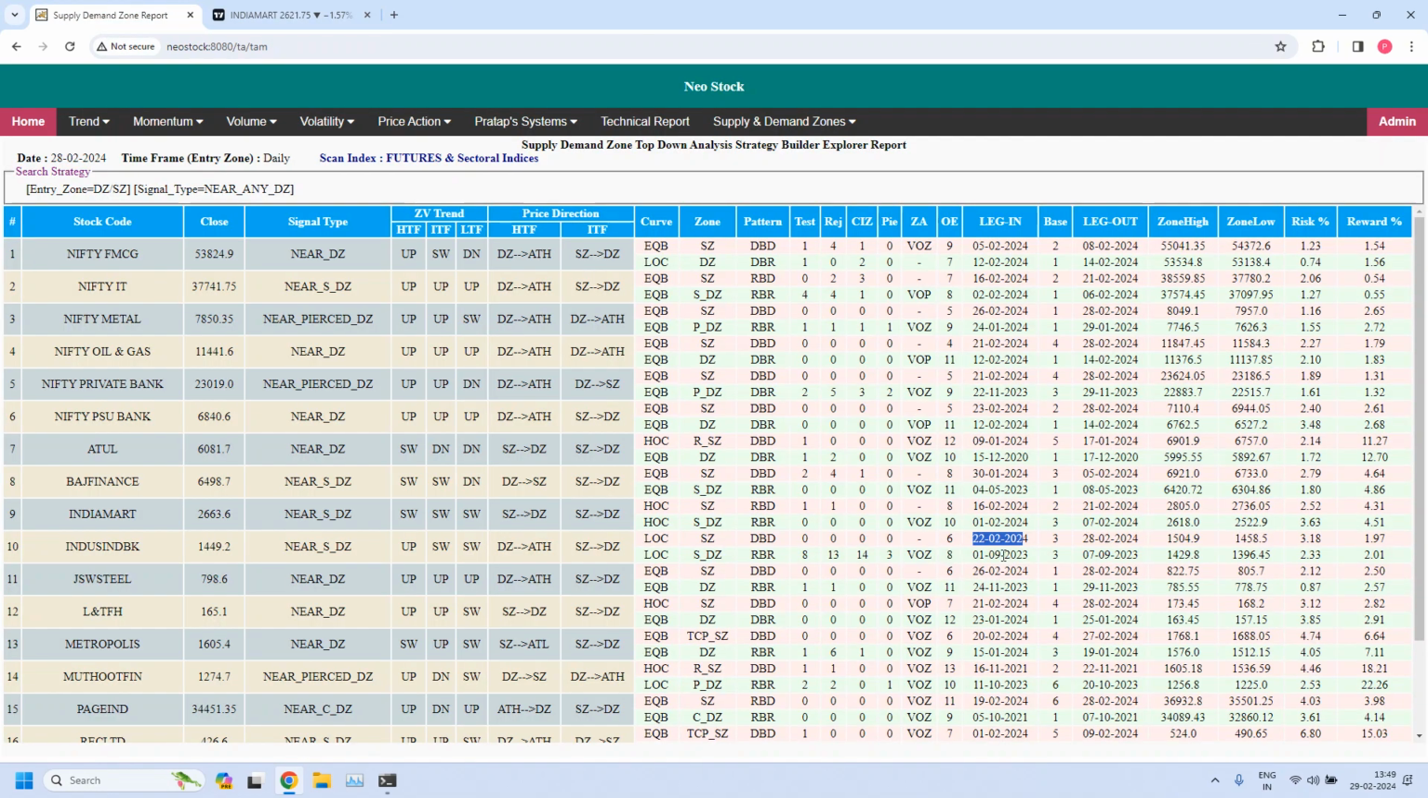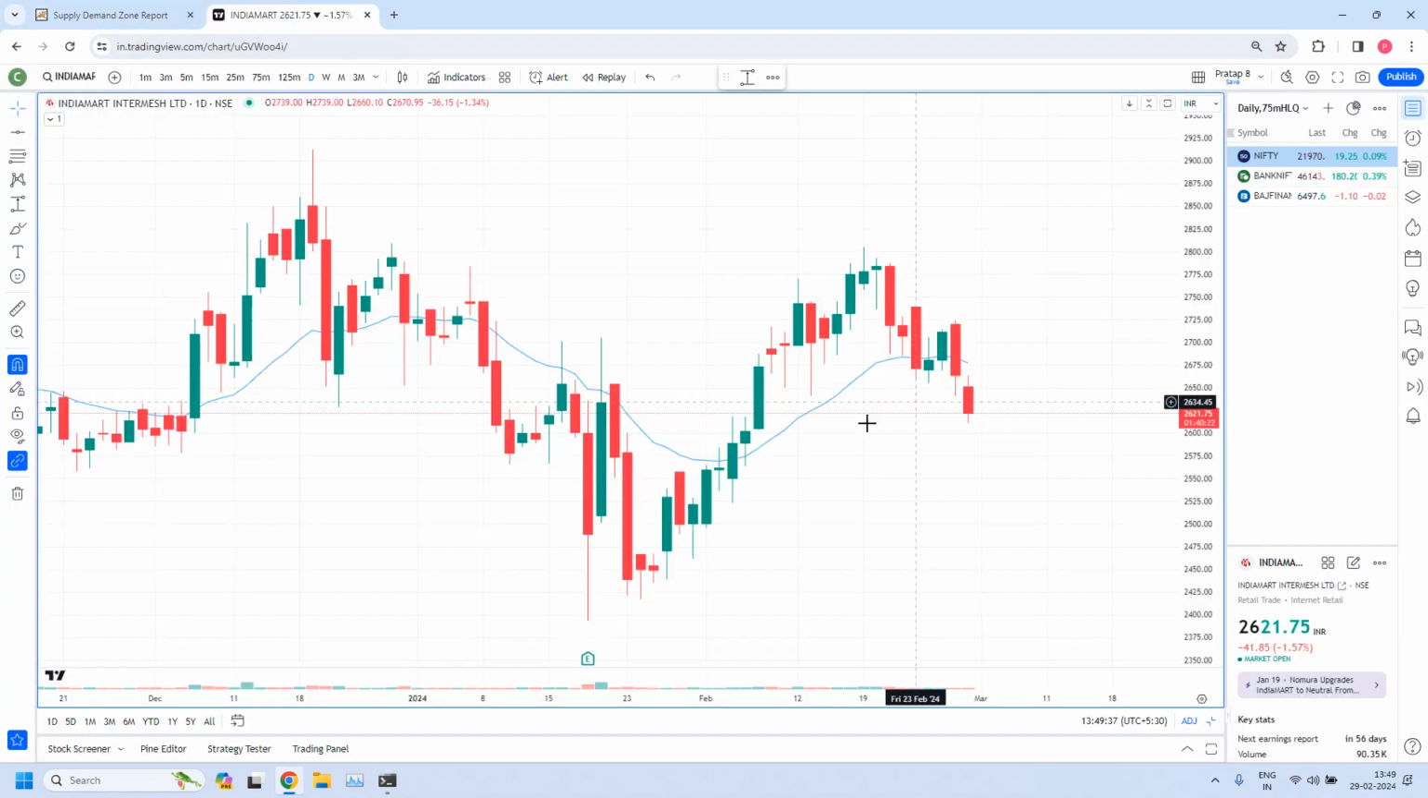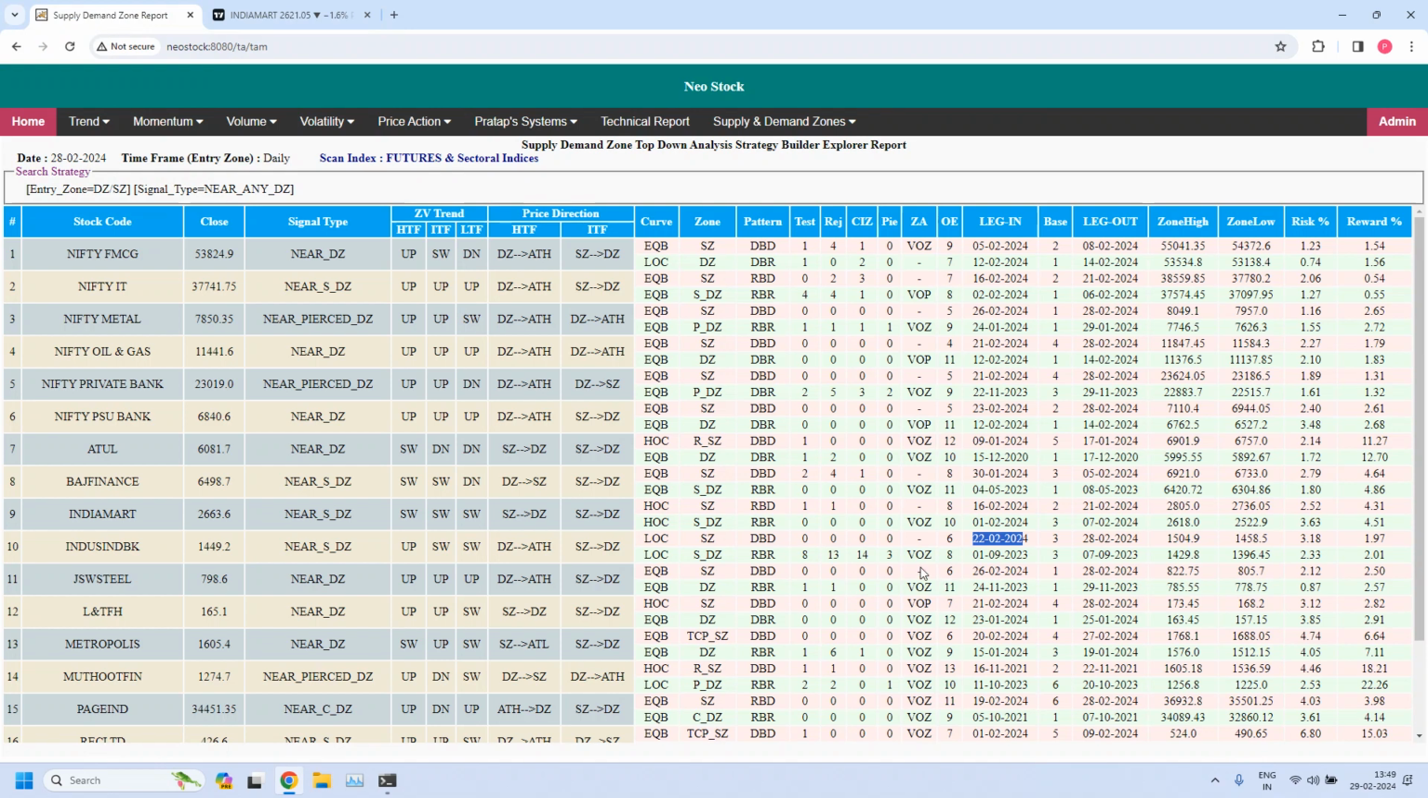Is it 22nd February? Yes. Something wrong. Sorry, I'm looking into a wrong stock. Indus Bank supply zone I'm looking. I'm very sorry. So India Mart near supply zone, it is 1st February 2024.